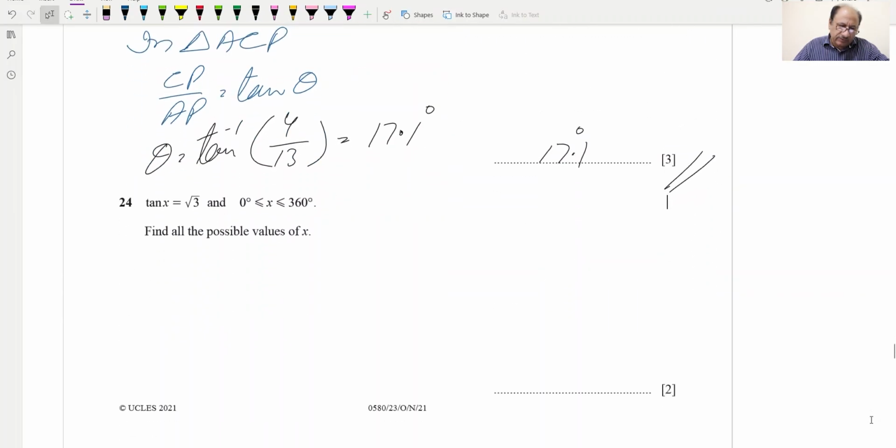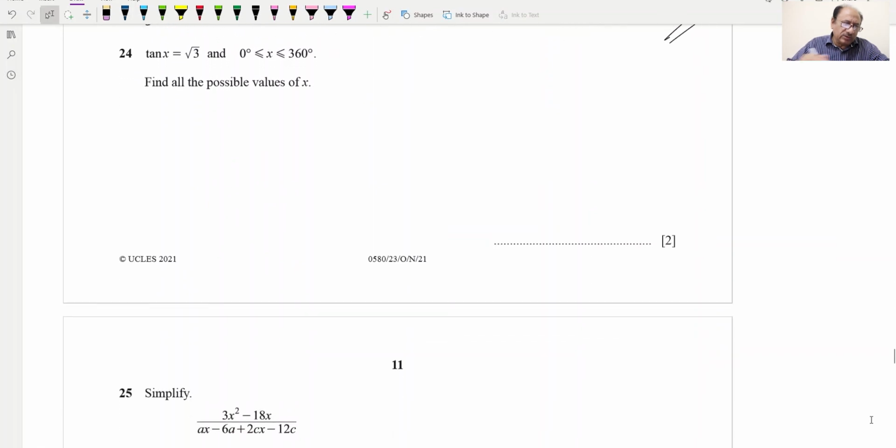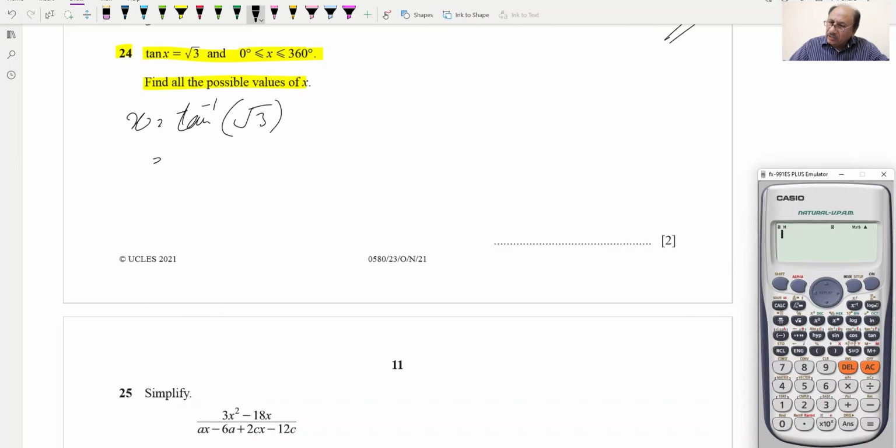17.1, 3 marks question. Question number 24: tan x is equal to root 3, and we need to find all the possible values of x from 0 to 360. So x will be equal to tan inverse of root 3, and if we calculate tan inverse of root 3, it gives us 60 degrees.